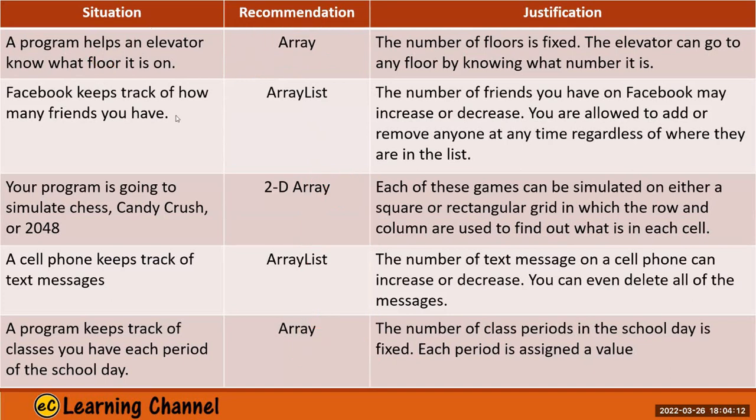Second one, Facebook keeps track of how many friends you have. Your number of friends may grow, may shrink. Some people will unfriend you. Some people will add you as a friend. So the number of friends is actually changing. So it might be better to use array list.